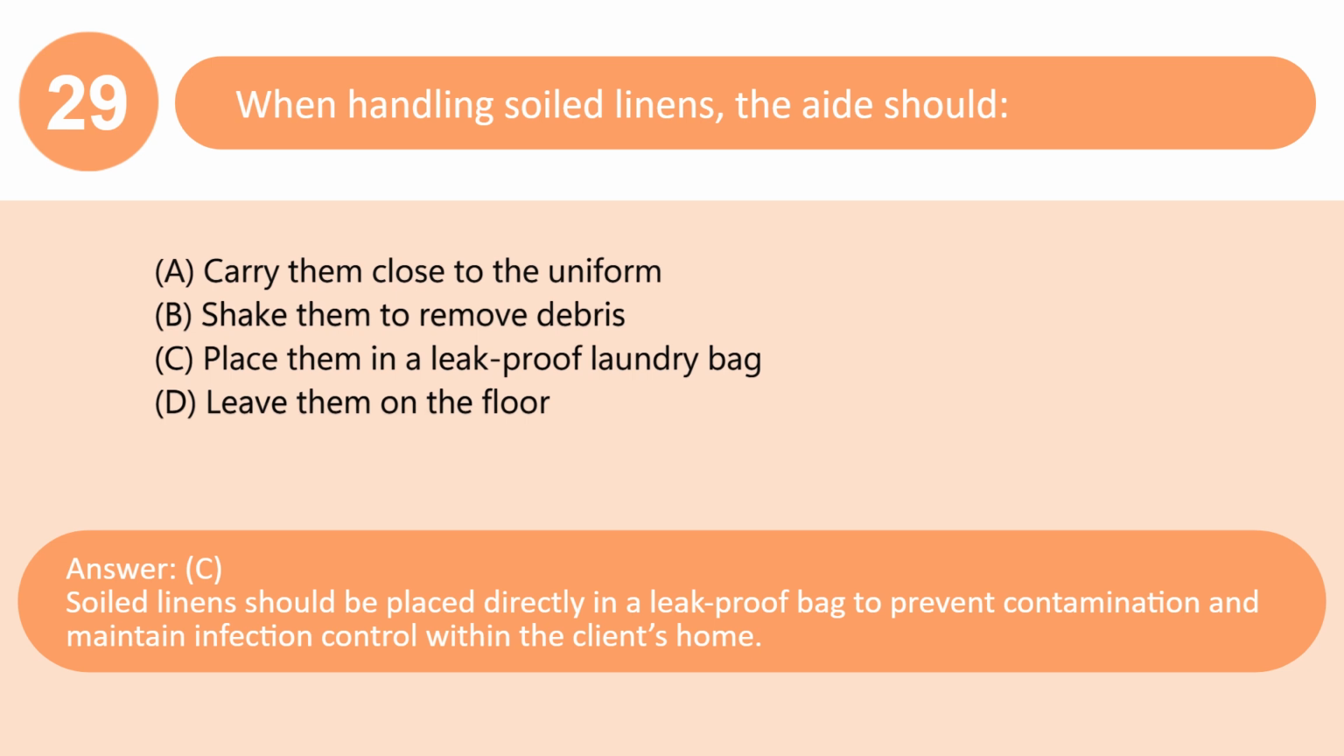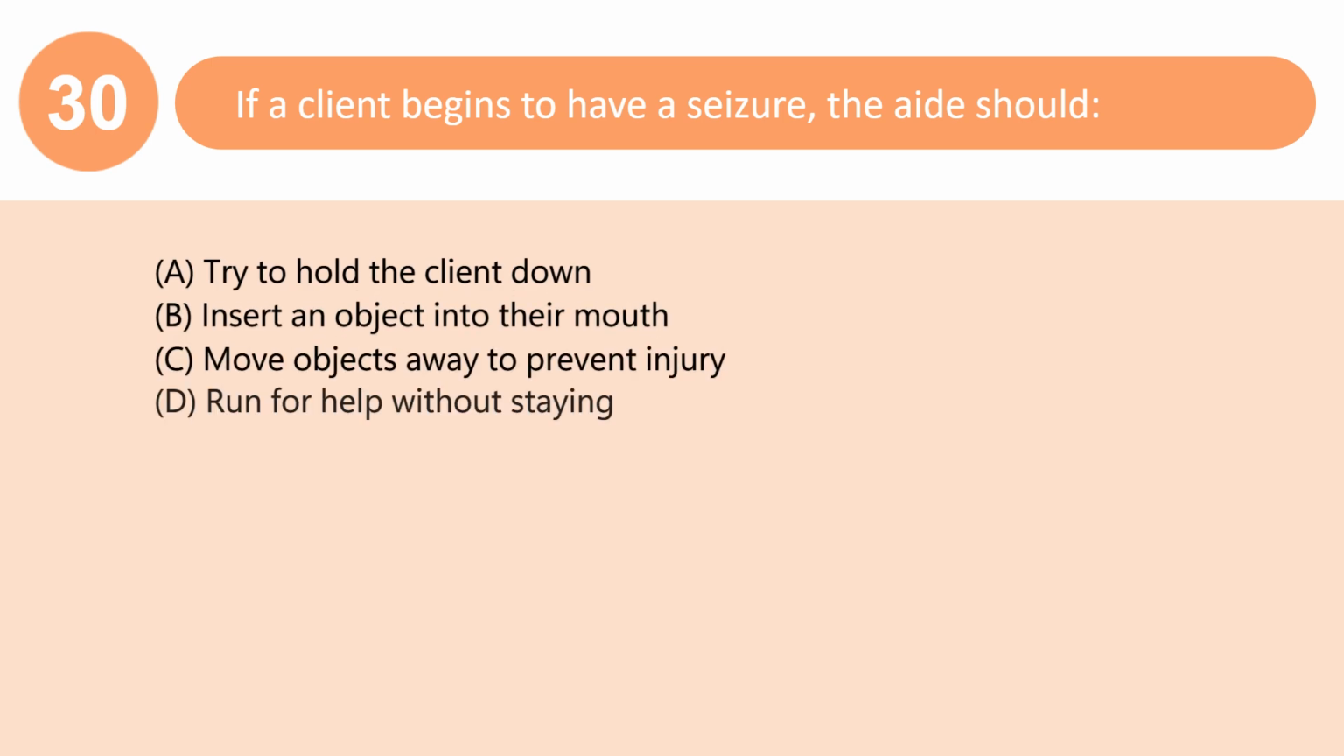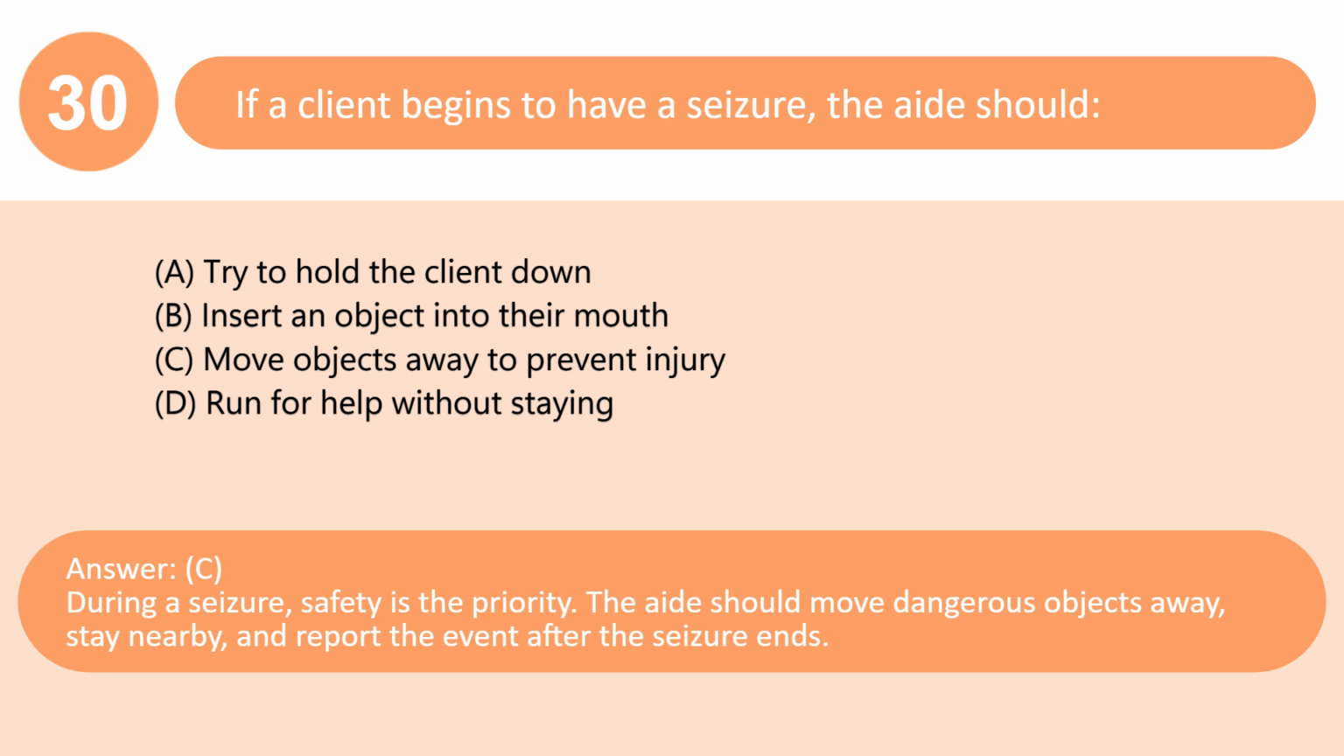If a client begins to have a seizure, the aide should: A. Try to hold the client down. B. Insert an object into their mouth. C. Move objects away to prevent injury. D. Run for help without staying. Answer C. During a seizure, safety is the priority. The aide should move dangerous objects away, stay nearby, and report the event after the seizure ends.